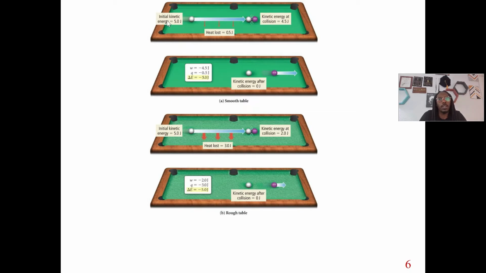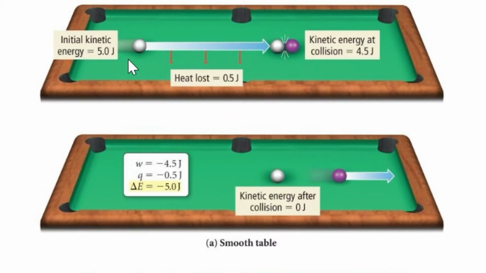The initial kinetic energy, we're going to say, is 5 joules. When we talk about the initial kinetic energy, we're talking about when you first hit that ball with the stick. When you first hit it, that's how much energy we gave to the ball: 5 joules. What we're going to see is that as the ball travels over a distance on that table, it will lose some energy.